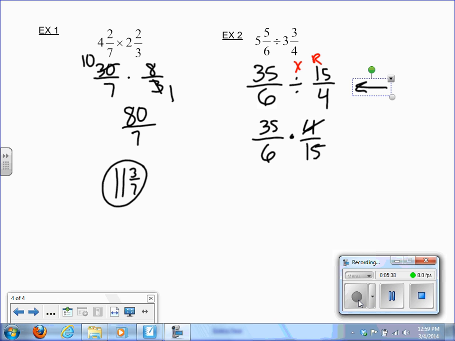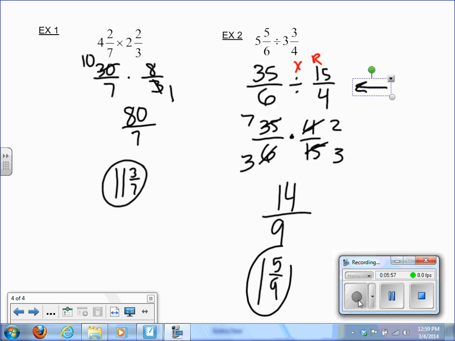4 becomes 2, 6 becomes 3, 15 becomes 3, 35 becomes 7. 7 times 2 is 14, 3 times 3 is 9. 14 ninths is 1 and 5 ninths. Very good.